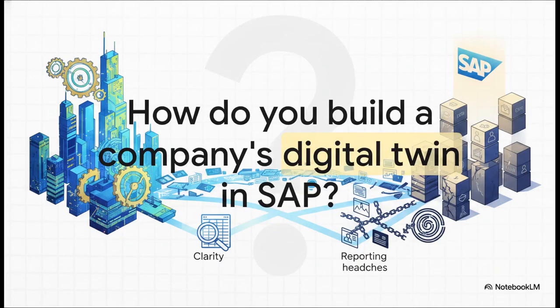So how do you take a real-world, living, breathing company and translate it into a perfectly structured digital twin inside SAP? Well, the answer lies in mastering a few key building blocks called organizational units. If you get these right, you unlock powerful, crystal-clear reporting. But if you get them wrong, well, you're looking at a future of inconsistent data and financial reports that just never seem to add up.